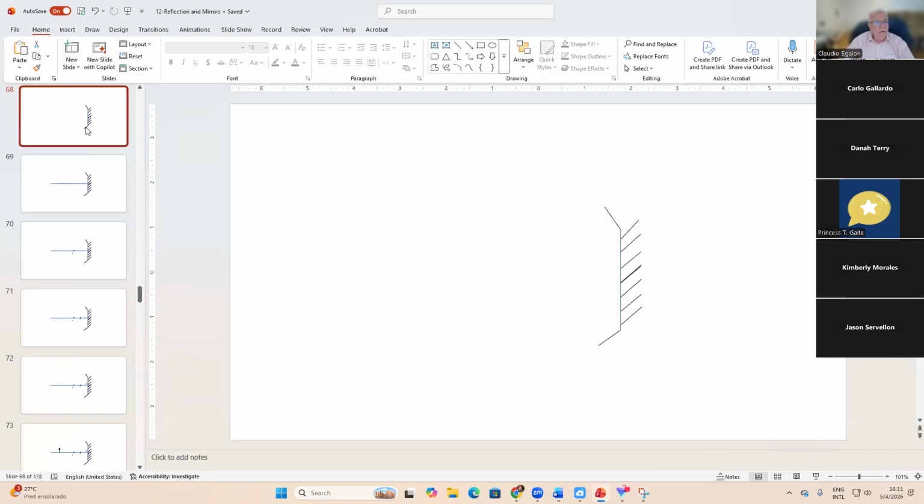We start with the concave mirror, right? We draw the principal axis of the mirror. Let's extend all the way down to the back of the mirror. Let's see here, a little bit down, like that. Now let's get this copied and pasted here. Like that, good.